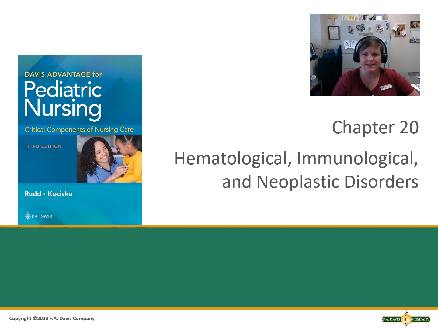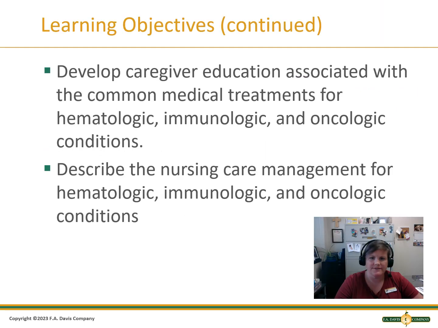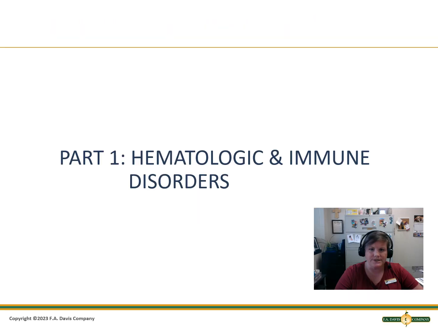Chapter 20. This chapter is going to cover our blood disorders in pediatrics, as well as some immune disorders or diseases, and also cancer, which it refers to as neoplastic disorders. So you can look at the objectives to see what we're going to be focusing on.